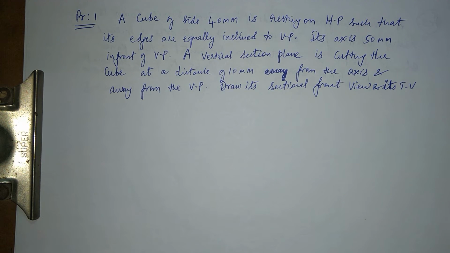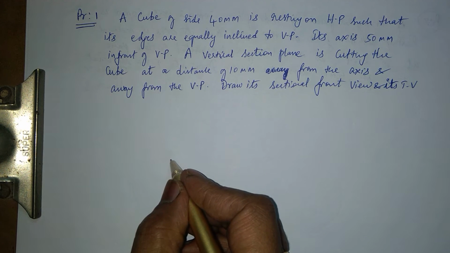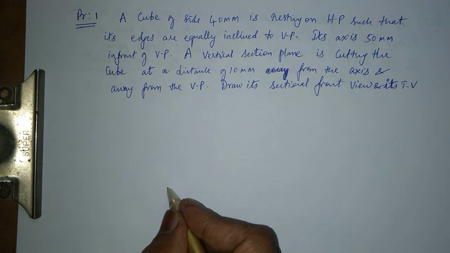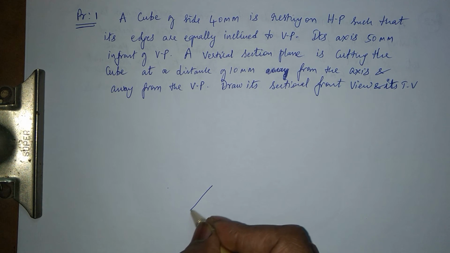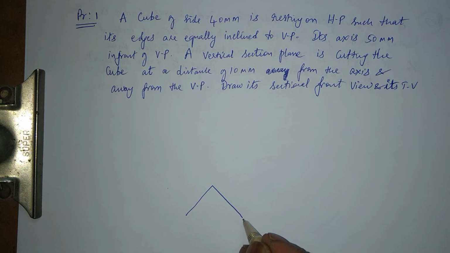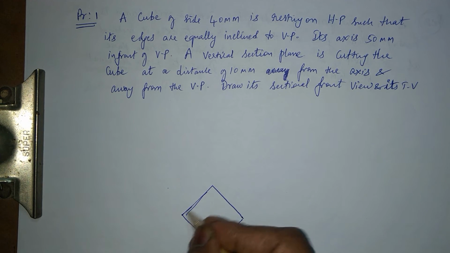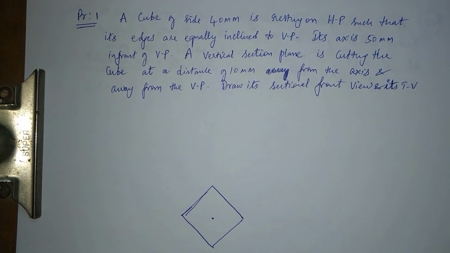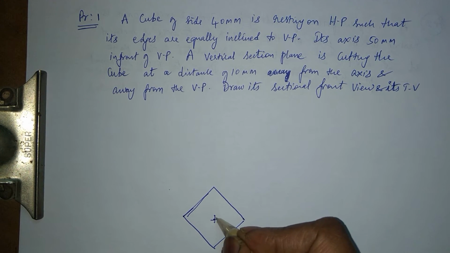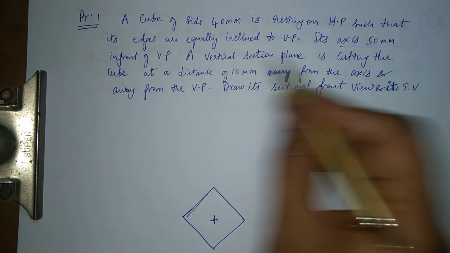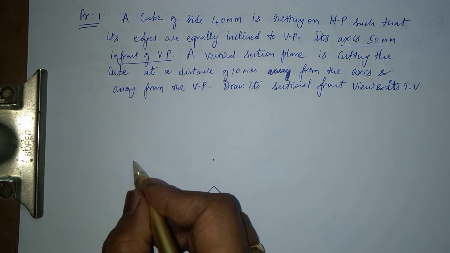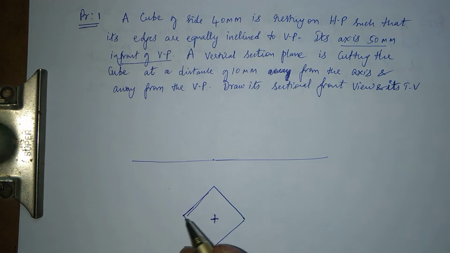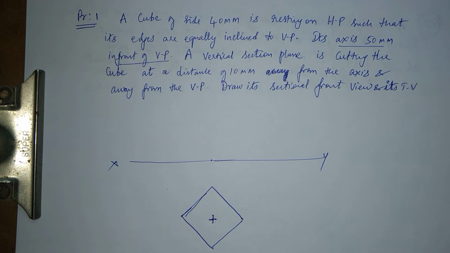We need to get the base shape of the cube. These two sides are equally inclined. This is making a 45, this is making a 45. This is what I get for my top view. This is my center point. What did he say? The axis is 50 mm in front of VP. So from here till here is 50, and then here I'll draw the XY line. My XY line is over here, right?